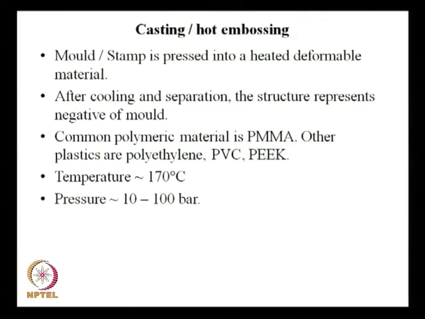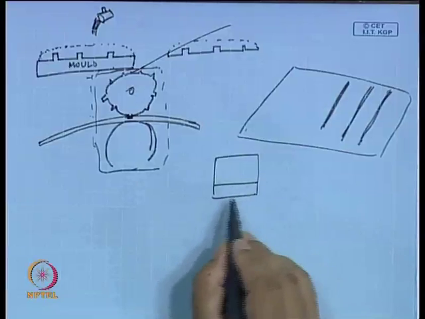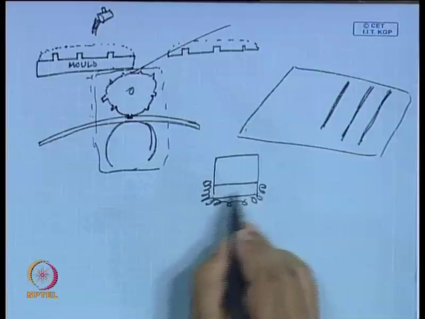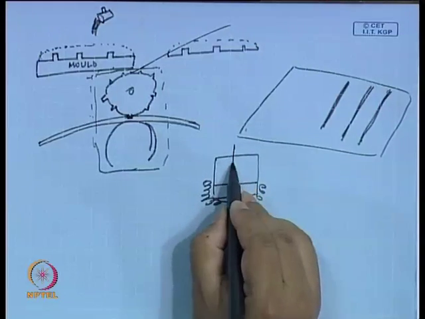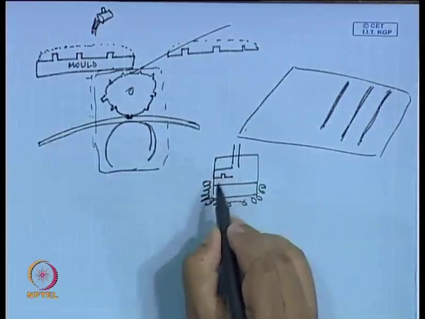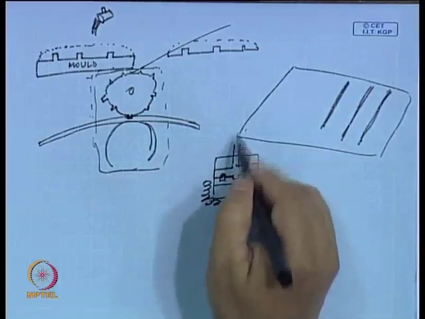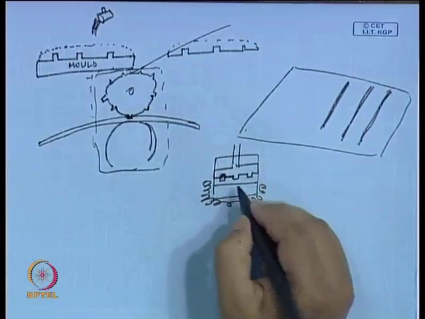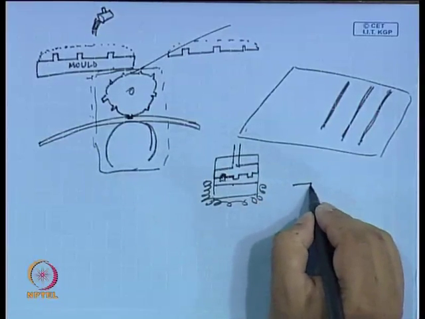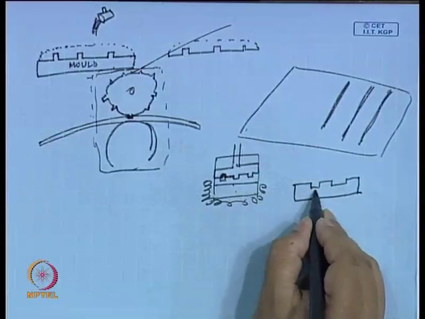There you take the entire thing in a chamber, put in the polymer layer, then you heat it. You apply a heating layer outside, so that this is heated to 170 degrees centigrade. Bring in the stamp and then push it hard. Once you push it hard, this is molten, so you will be creating a dent. So, what you would be producing is like this. This layer will take this kind of shape after it is done.